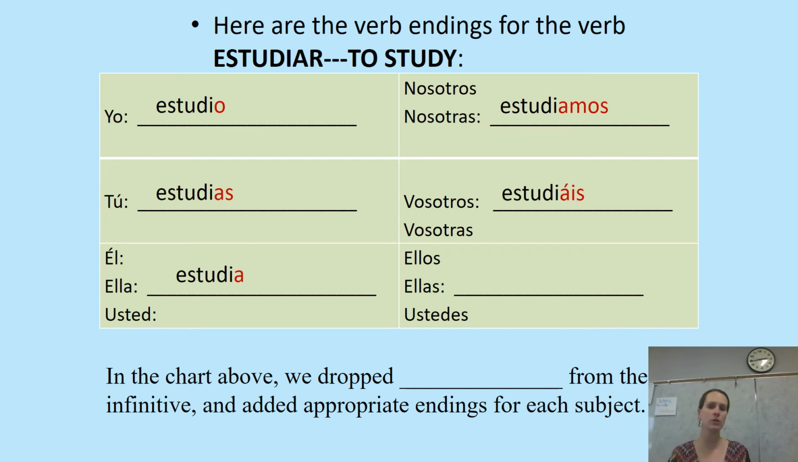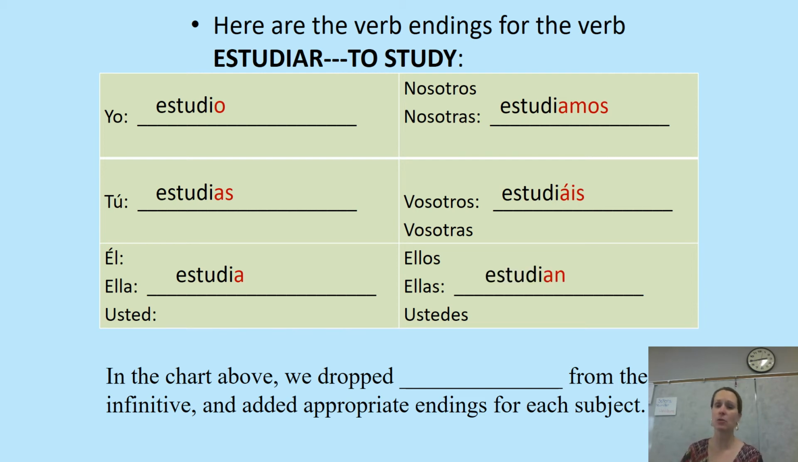Okay, I'm going to show you the vosotros in case you're curious. However, we're not really going to work very much with the vosotros form. So estudiáis is the vosotros form of estudiar. So notice what the ending is. It's going to follow that same pattern with our other verbs too.